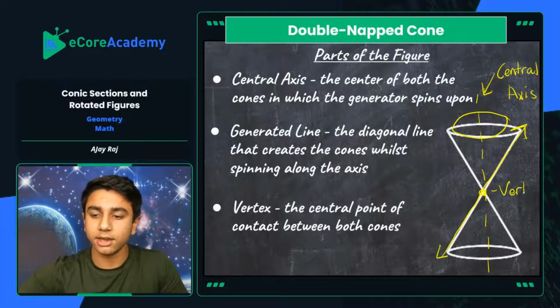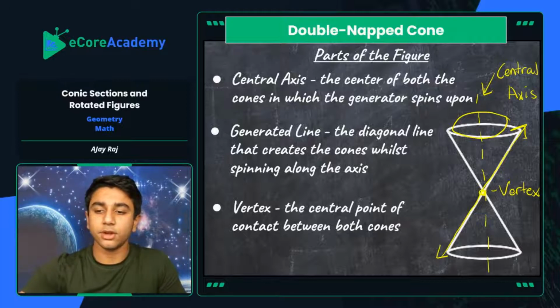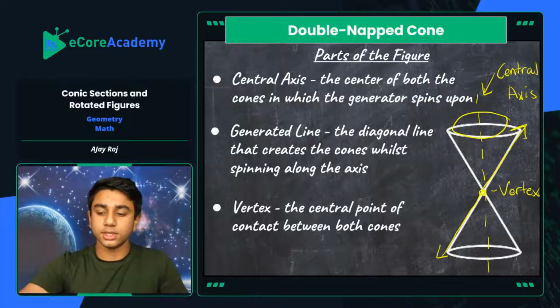This is going to be the contact point between both of the double napped cones, and it's also going to be the very center of this entire figure itself. All right, so let's move on. Now that we know the basic parts of this entire double napped cone, we can start to identify different intersections of the cone and different properties of it as well.